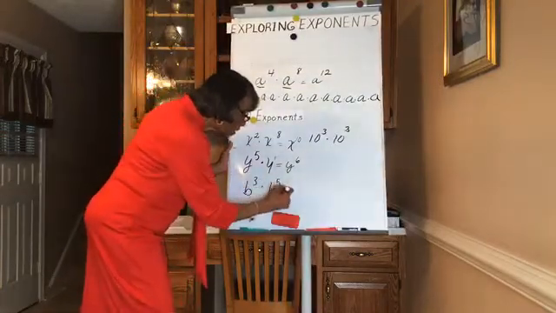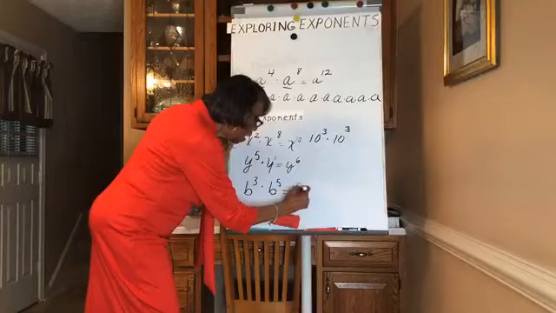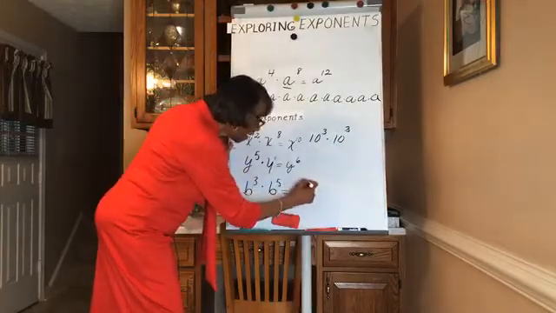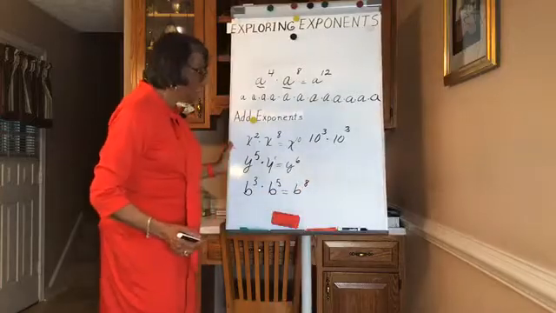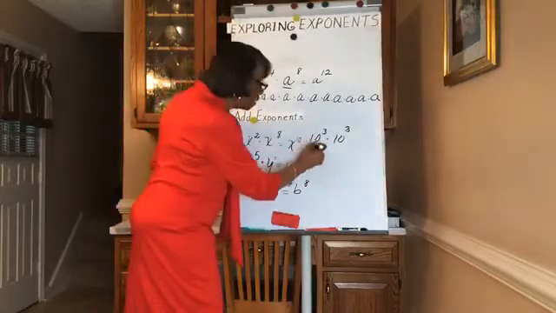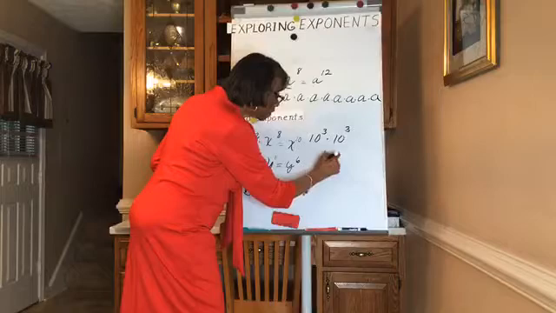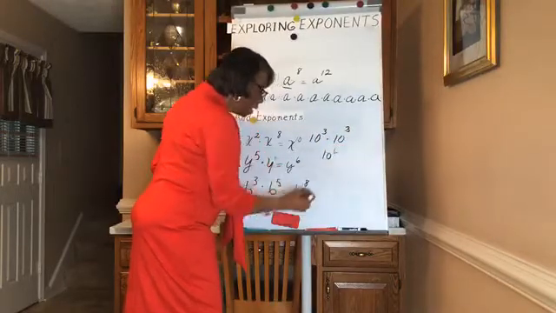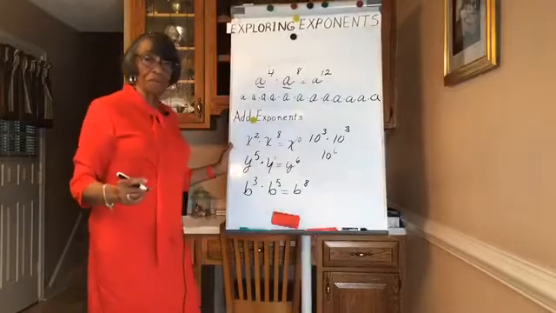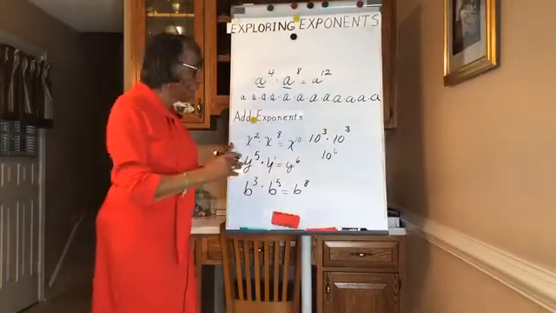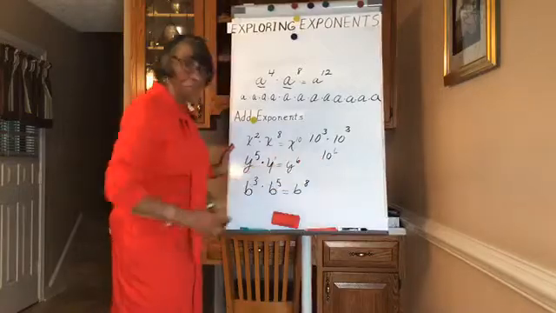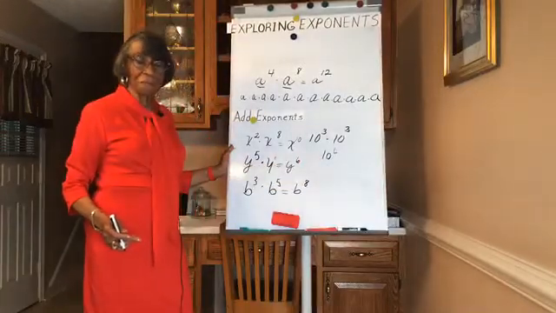B is the base. And we add 3 plus 5 is 8. And here, 10 is the base. 3 plus 3 is 6. Now, usually when we do numbers, they expect you to expand that and give the numerical answer. What is the numerical answer here? 10 to the 6th power.